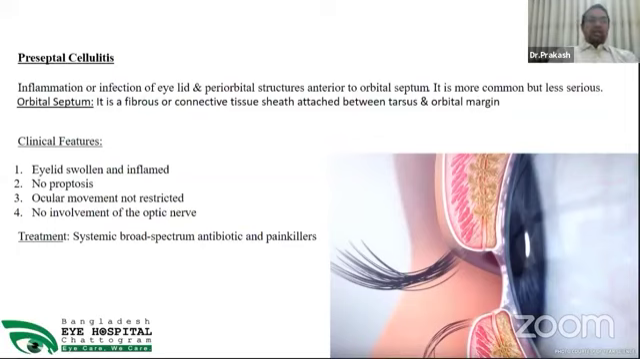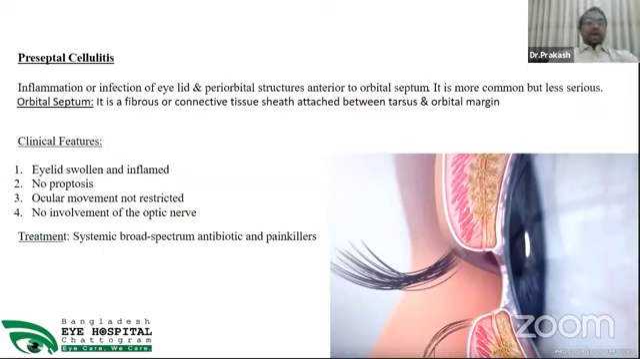The clinical features of preseptal cellulitis are that the eyelids are swollen and inflamed. As the infective focus is confined to the orbital septum and does not extend beyond it, the orbit will not be involved. As the orbit is not involved, there will be no proptosis, and the ocular movement will not be restricted. This is a very important clinical feature to differentiate between preseptal cellulitis and orbital cellulitis.